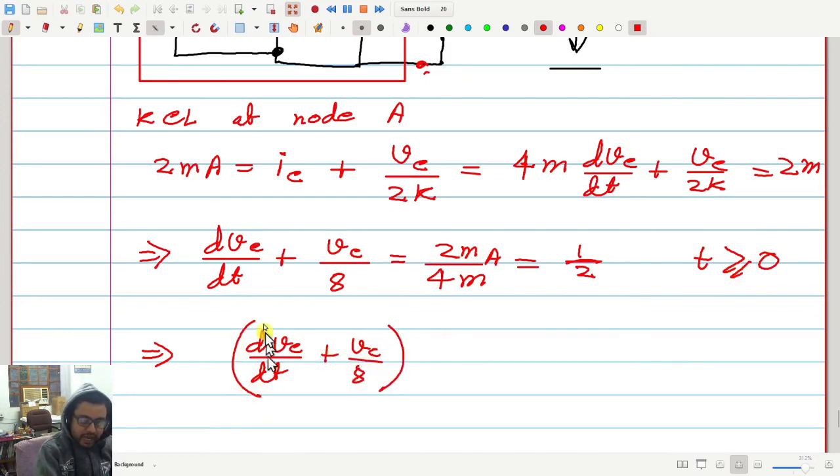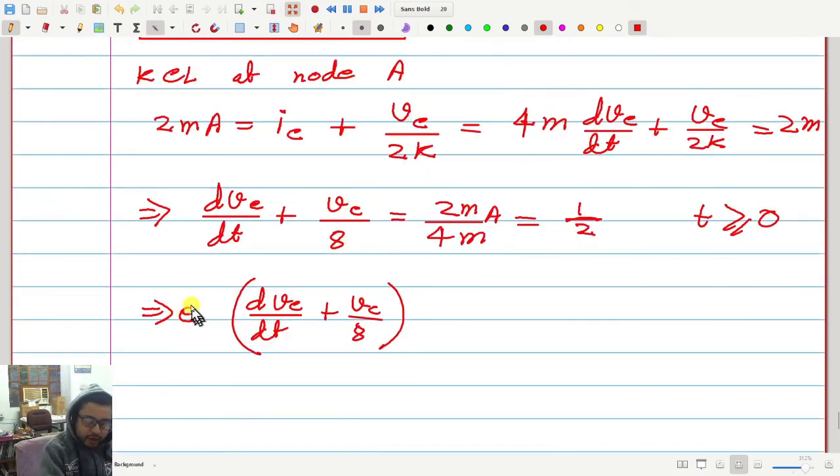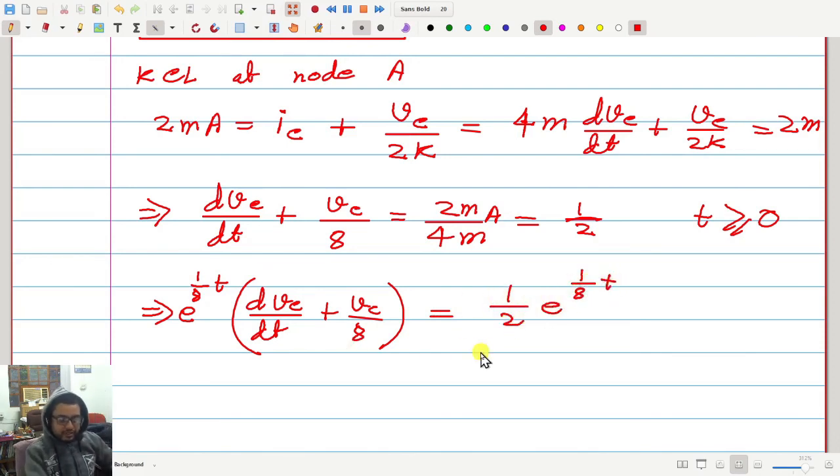After, I wrote here, after opening this switch, e to the power 1 by 8t. The right side also will be e to the power 1 by 8t, and then you can solve this.